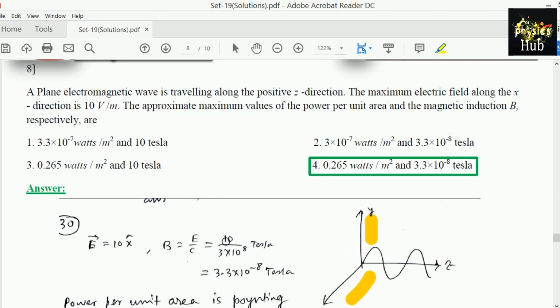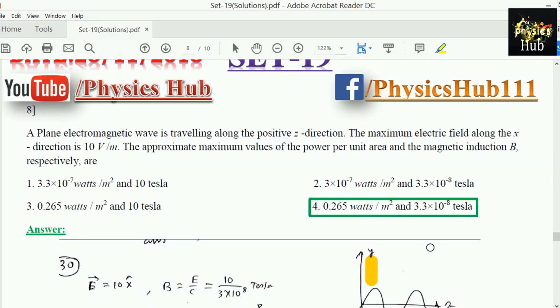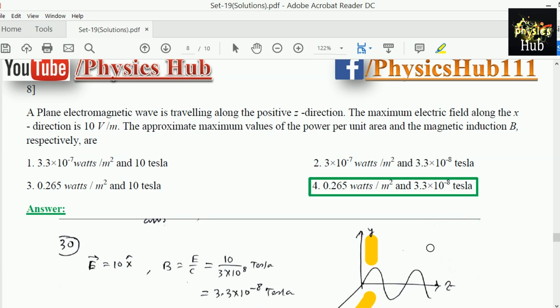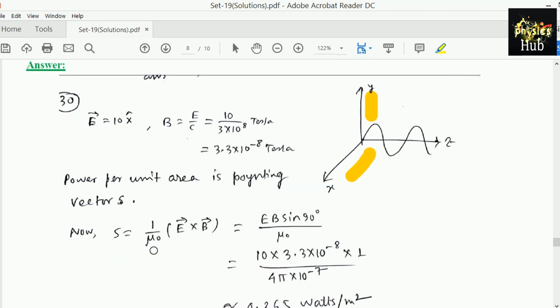Okay, so you have to calculate power per unit area. Power per unit area means the Poynting vector. So 1 by mu naught E cross B. So we are getting 0.265 watt per meter square. And B equal to E by C, 3.3 and 1.8 Tesla. So first, if we can calculate this, we can easily discard these two options 1 and 3. So it is matching with option 4.